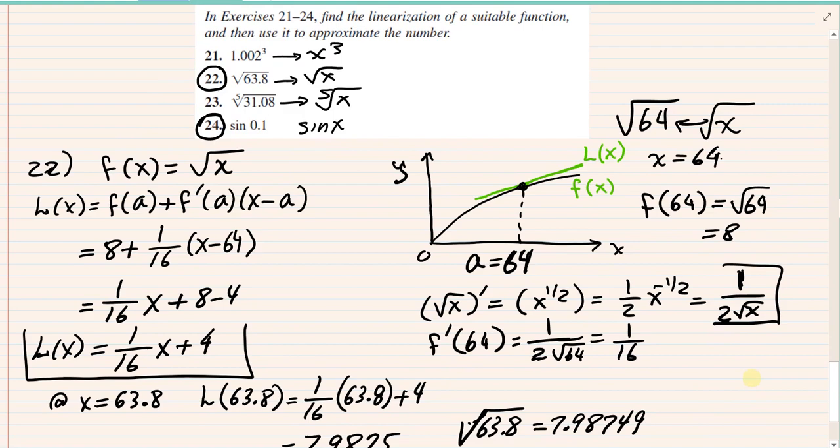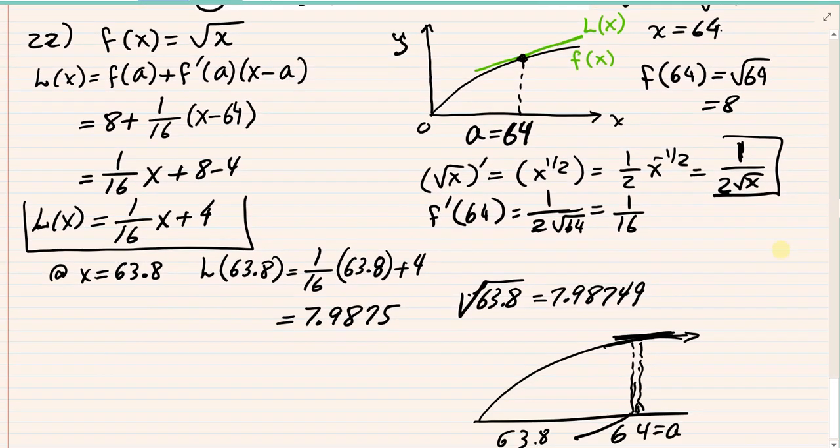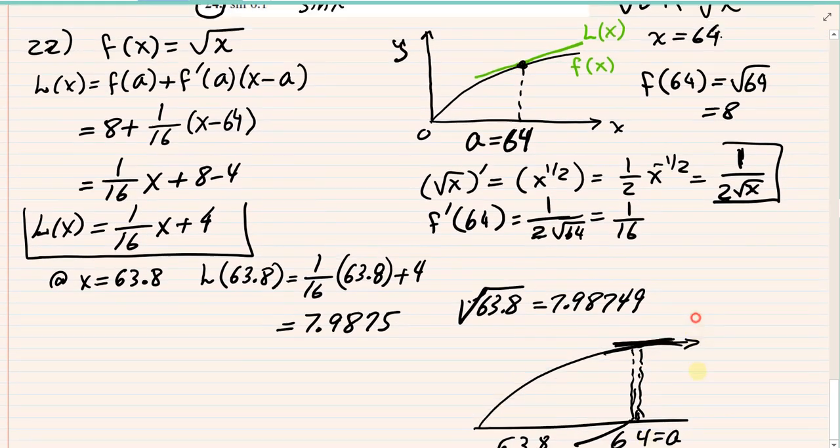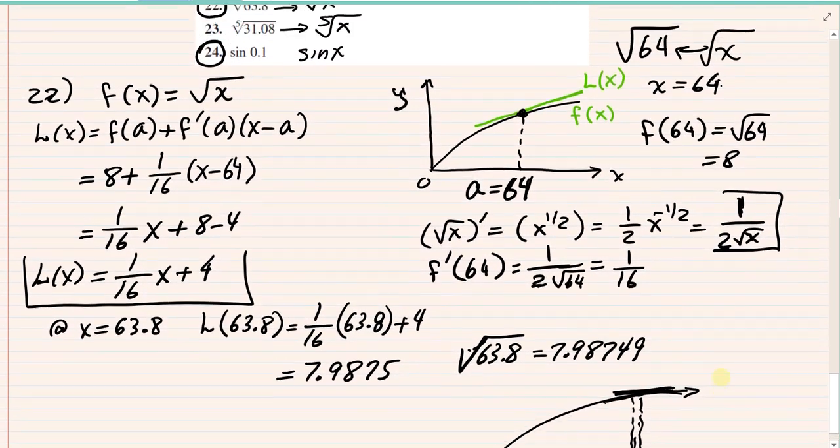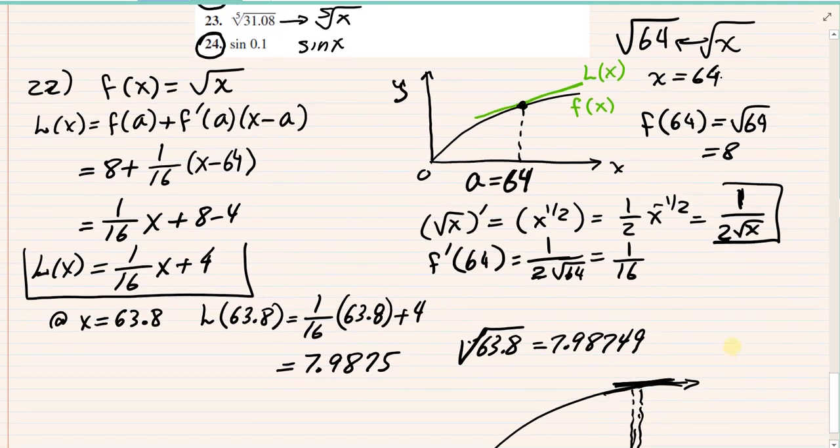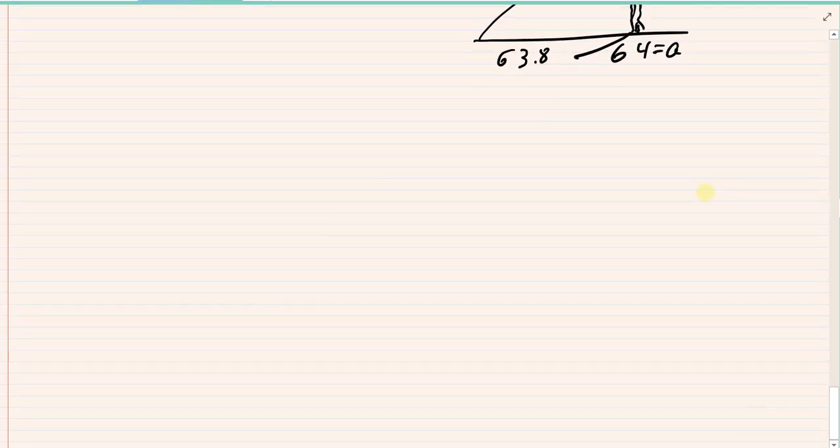Let's take a look at exercise number 24. So in 24, again, we have sine of 0.1, right? Let me write that. Exercise 24, we want to approximate sine of 0.1. Now this time, notice 0.1 is very close to 0. True? So we would like to do the linearization at 0. Correct? That's what we would like to do.